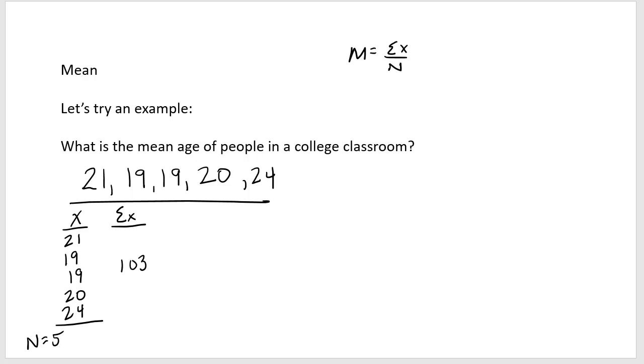Now the next step that we take is to take the sum of the scores divided by the number of scores. So the sum of the scores is 103, divided by 5. 103 divided by 5 is 20.6. So in this example, the mean age of the 5 people in that class is 20.6.